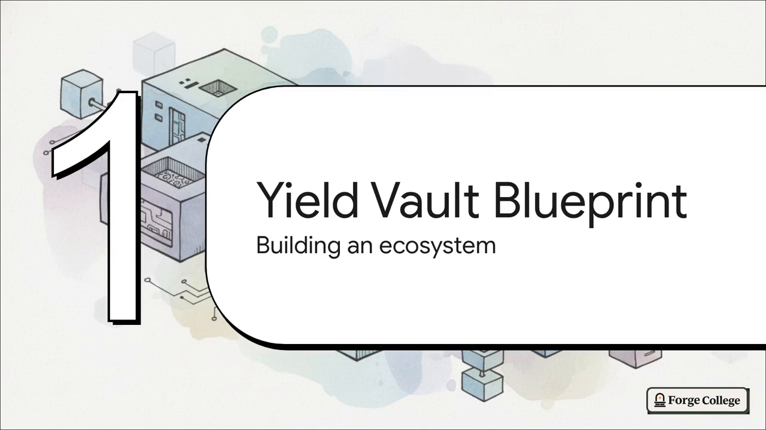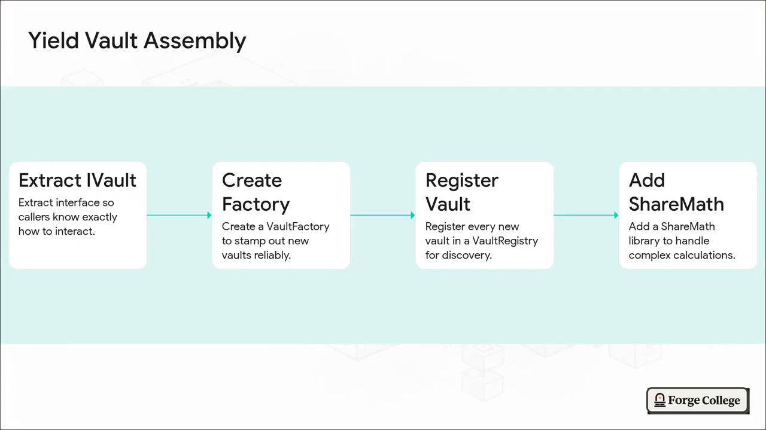Section 3. The Yield Vault Blueprint. Building a real-world ecosystem. Let's actually look at the assembly steps for this ecosystem. Step 1, we extract the iVault interface so callers know exactly how to interact. Step 2, we create a vault factory to stamp out new vaults reliably. Step 3, we register every new vault in a vault registry so they can actually be discovered. And Step 4, we add a ShareMath library to handle all the complex calculations.